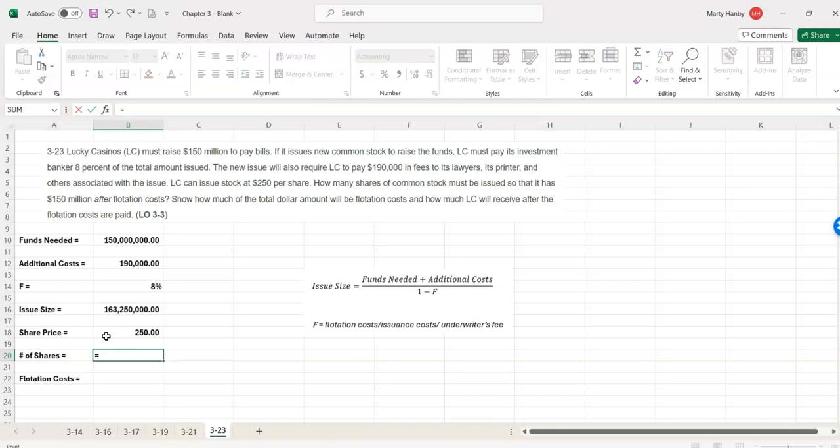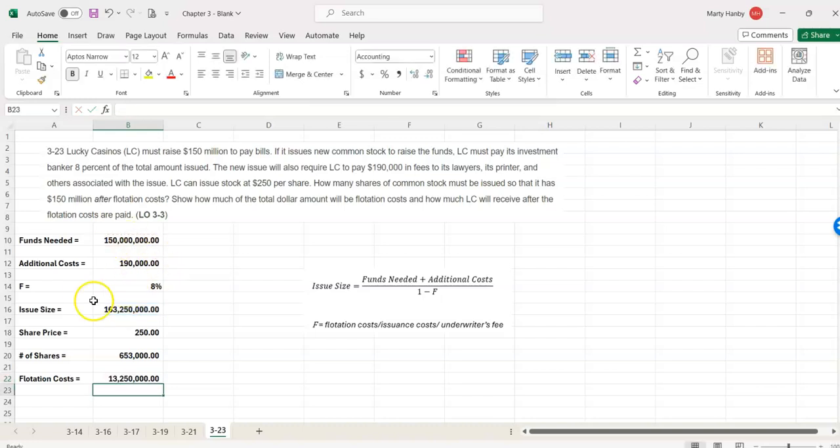So the number of shares is 163,250,000 divided by the 250. So 653,000 shares. And flotation costs are just the issue size minus the funds needed. So $13,250,000.